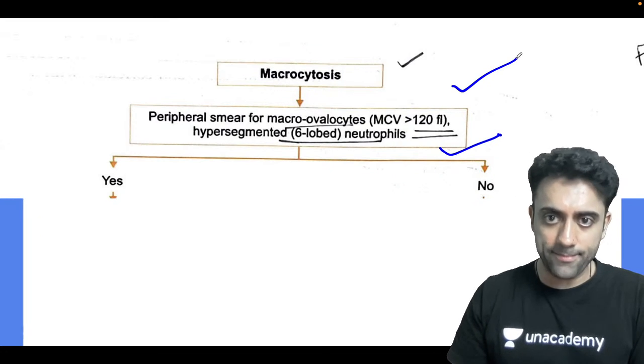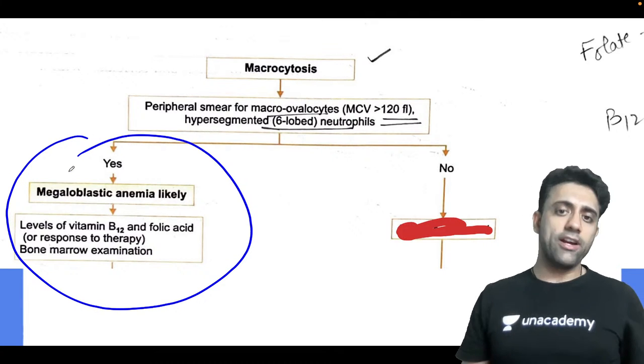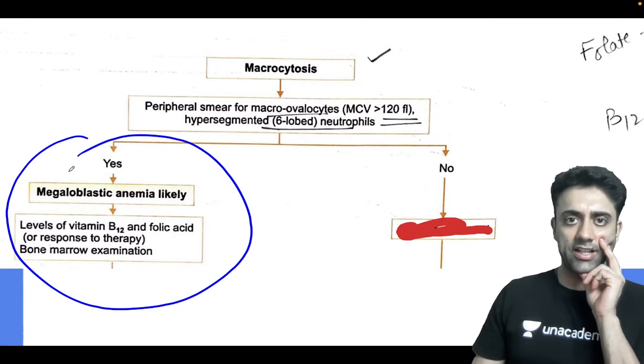Hypersegmented neutrophils and MCV more than 120. Of course, sir, I will think of megaloblastic anemia. That everyone knows. Oscar must also know now that we will do the megaloblastic workup.